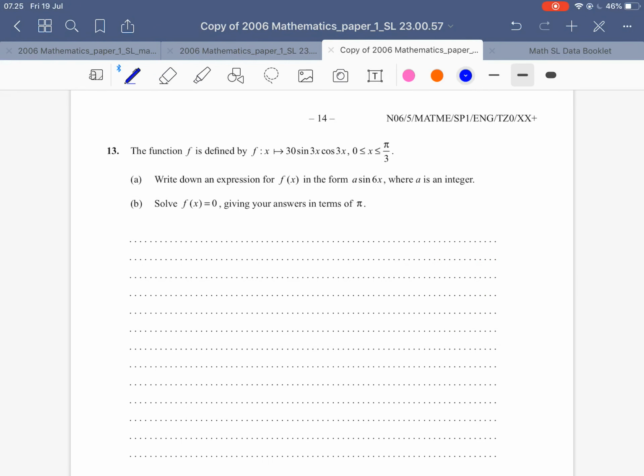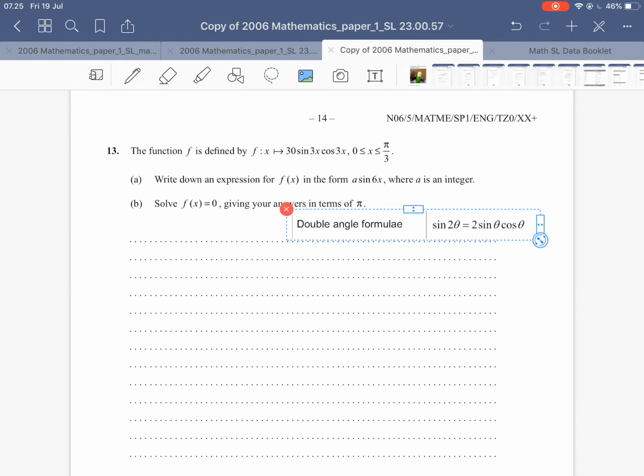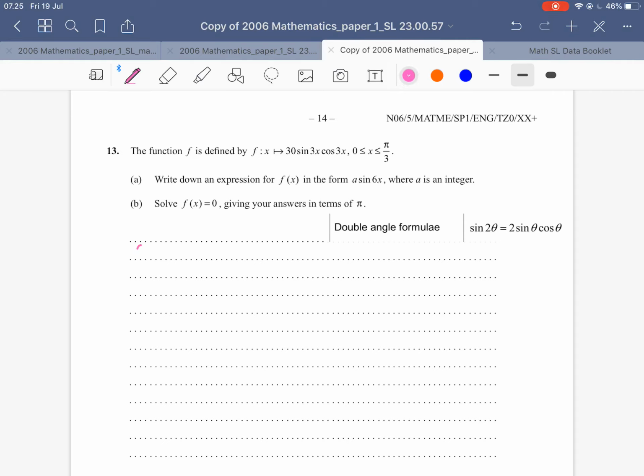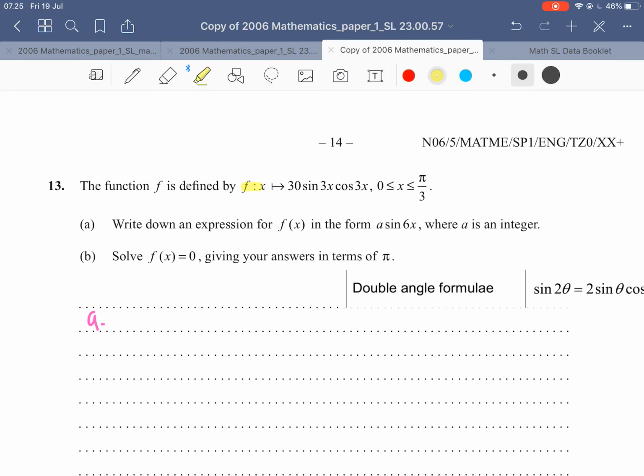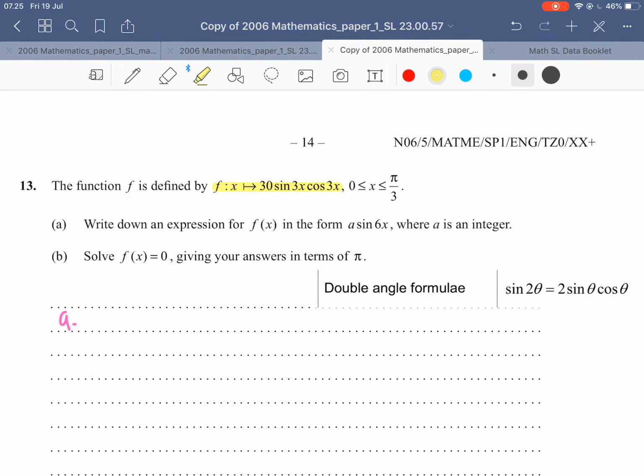This equation requires you to know and understand the double angle formula, which is sine 2 theta equals 2 sine theta cos theta. So in this expression, it asked us to rearrange it to look like this, and we should notice that this formula looks a lot like this formula, so they should be able to relate somehow. Let's see what happens.